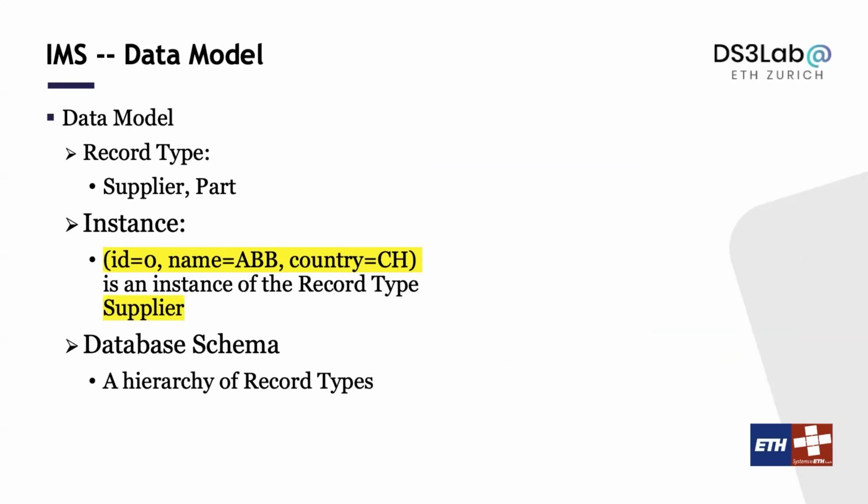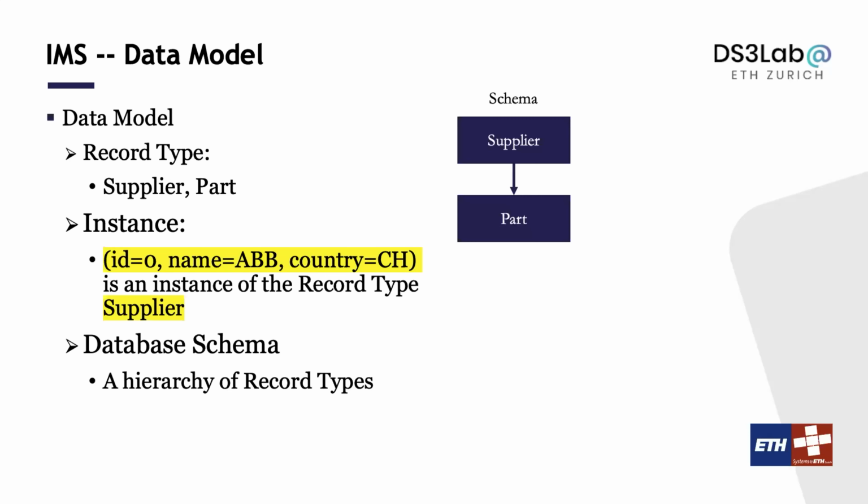And you have a database schema, which is a hierarchy of record types. For example, this is one example of a schema. You say, okay, I have two types: I have supplier, a whole bunch of suppliers, and I have a whole bunch of parts. And the hierarchy here is that there's always a link from supplier to part. So this is one possible schema that you could have in IMS.